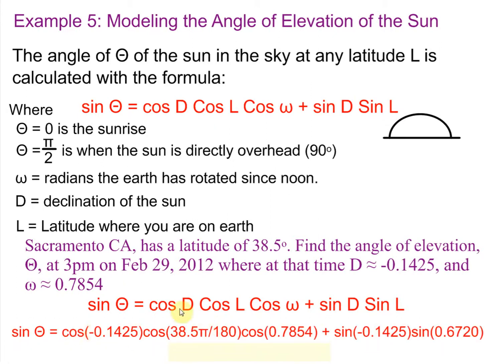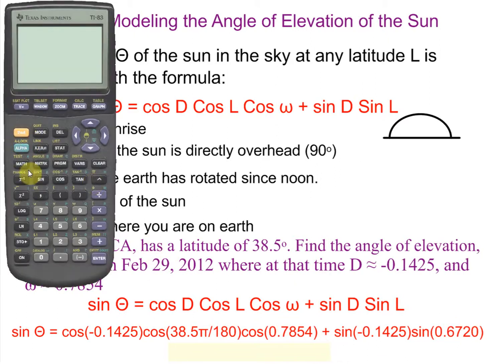So we plugged in D. I did the conversion here without actually doing the conversion. That's 38.5 times pi divided by 180, because that'll convert it to radians. And then we'll take the cosine of 0.7854, the W thing, and we'll have these two as well, straight from the information that we were given. This calculates to this.